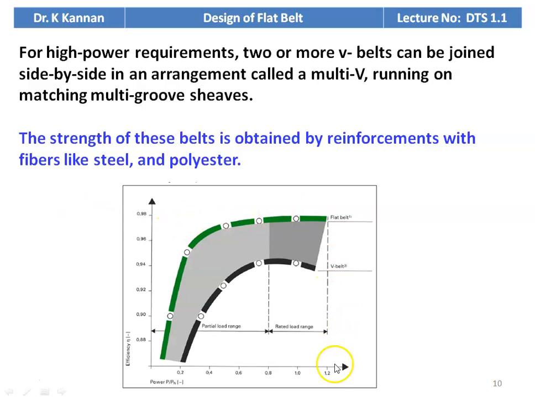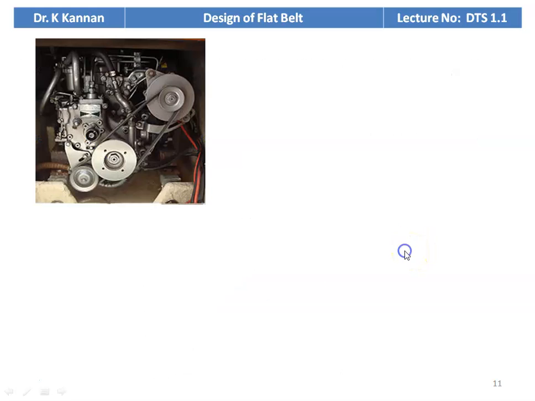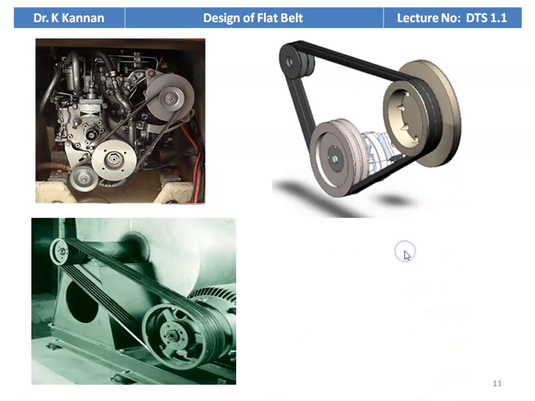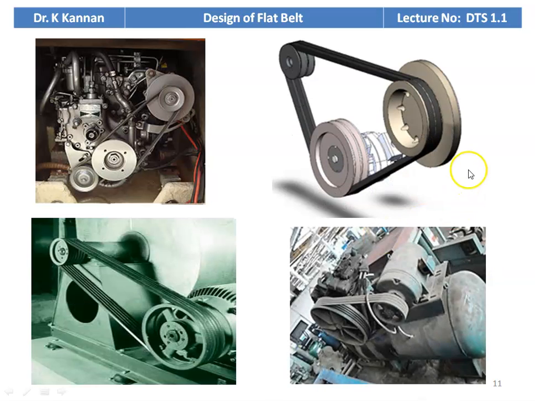And this graph shows the relative efficiency of the flat belt and the V belt. So if you look at the diagram, for the given power ratio, the efficiency will be more for the flat belt. So the flat belts are more efficient than the V belt drive. And these are some of the configuration arrangements of V belt drive used in various factories.